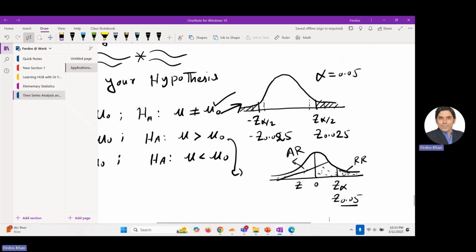Then you calculate the value of Z, which we discussed in the previous video on the general procedure of hypothesis testing. If the value lies in this region, you reject the null hypothesis, and if the value lies in this region, you accept the null hypothesis.